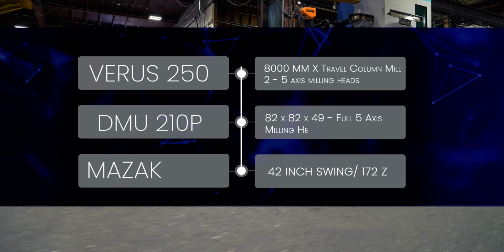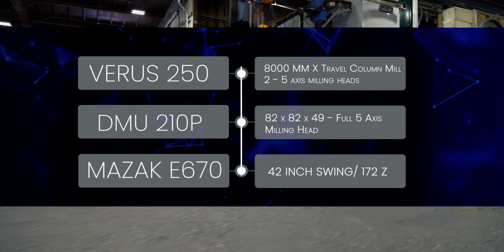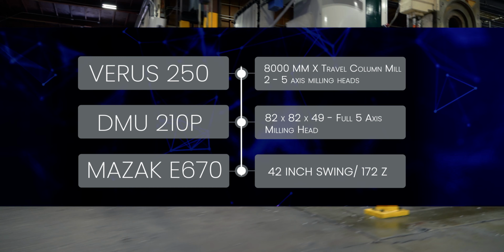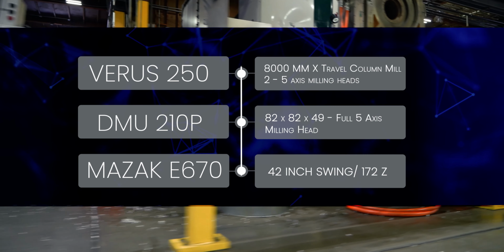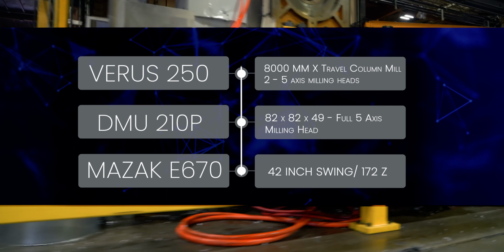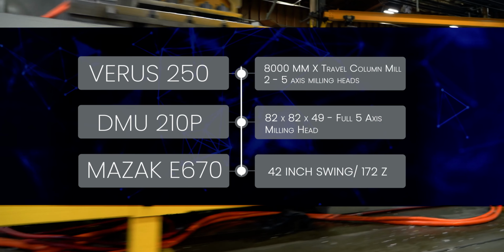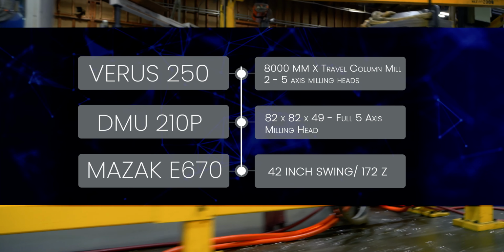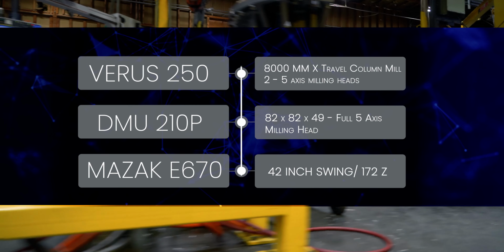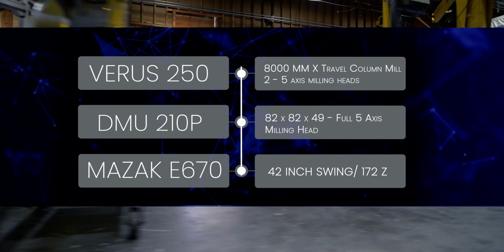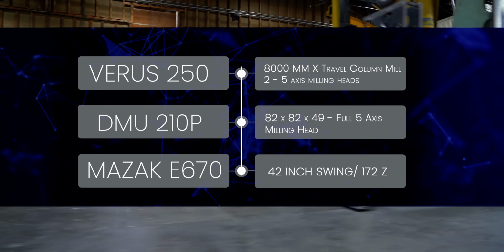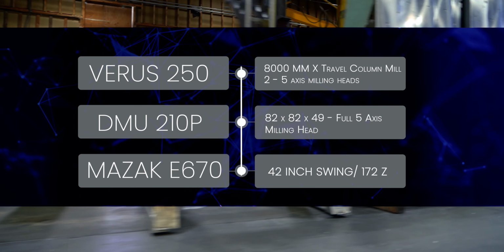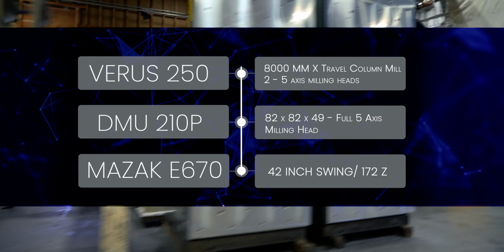We have some unique machine tool assets here at MI, like our Veris 250, which is 8,000 millimeter X traveling column mill with 2 different 5-axis milling heads. The DMU 210 is 82 by 82 by 49 with a full 5-axis portal milling head. We have 2 Mazak E670 mill turn lathes that are 42-inch swing, 172 inches in Z.